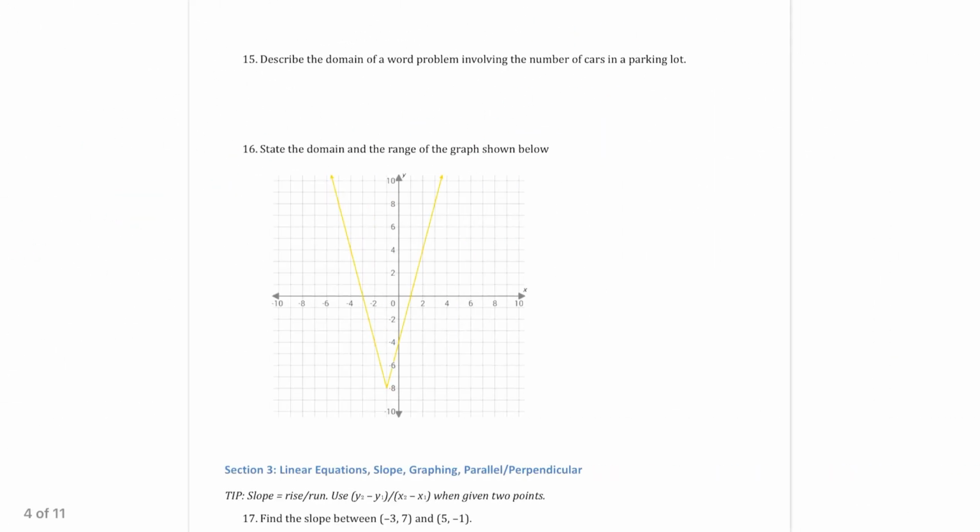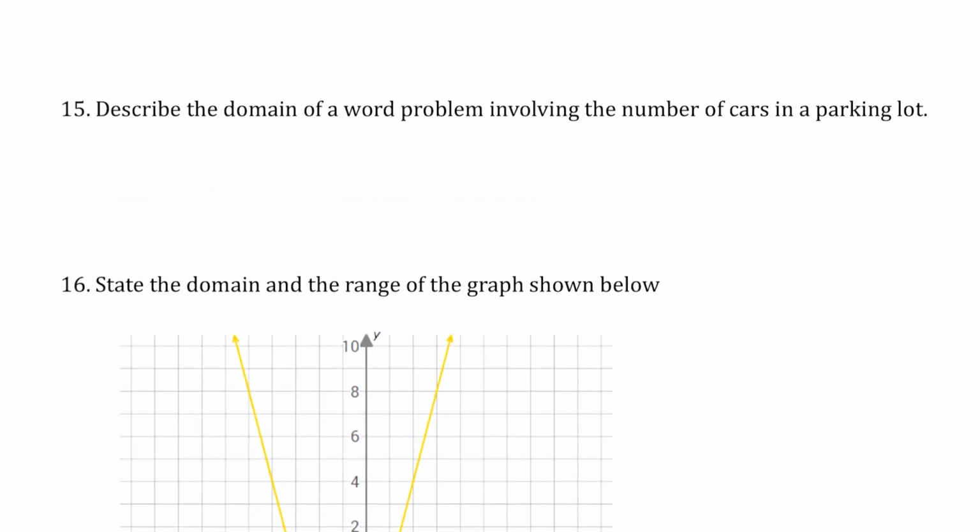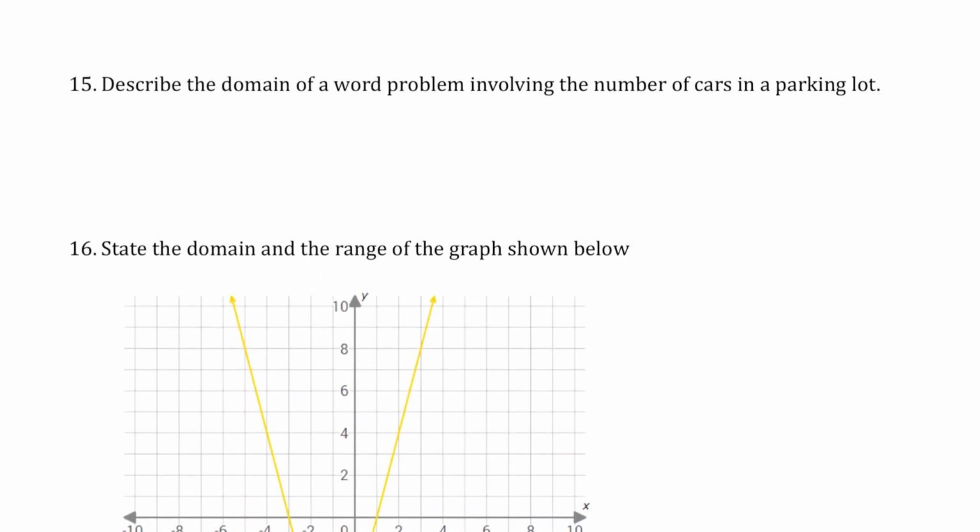Moving on to our next page, describe the domain of a word problem involving the number of cars in a parking lot. So this one is very vague because it doesn't give us any numbers to work with. It just says number of cars in a parking lot.